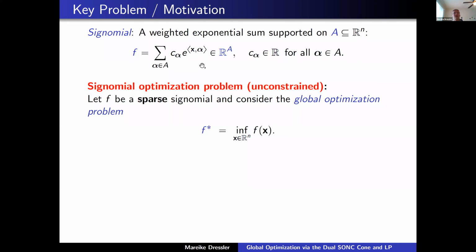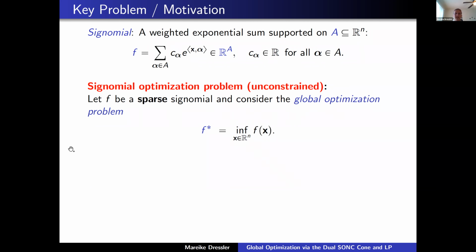So you can also think of Zignomials as a generalization of polynomials over the positive orthant. And the space of Zignomials I will denote with R to the A. And in particular, we are interested in sparse Zignomials. That means we only consider Zignomials with a few terms. And then we want to find the minimum of such a Zignomial globally.